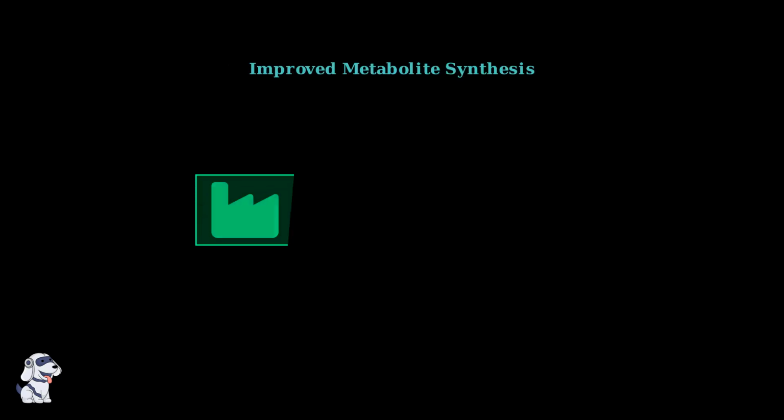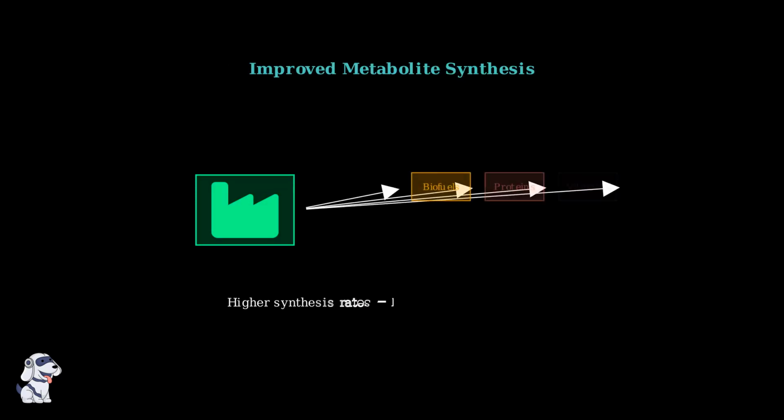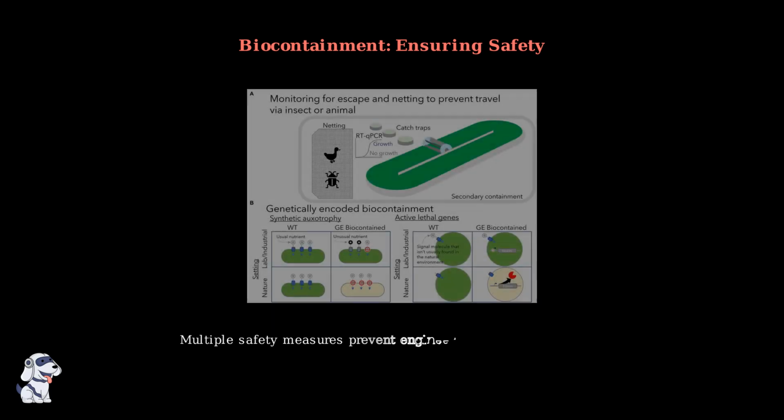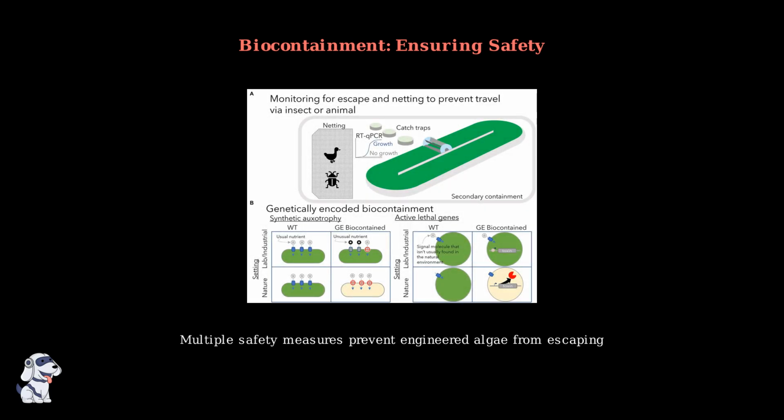Genetic engineering also improves the synthesis rates of primary and secondary metabolites. This means algae can produce more valuable compounds like biofuels, proteins, vitamins, and pigments more efficiently. With great power comes great responsibility. Scientists implement multiple biocontainment strategies to prevent genetically engineered algae from escaping into the environment. These include physical barriers, monitoring systems, and genetic safeguards.